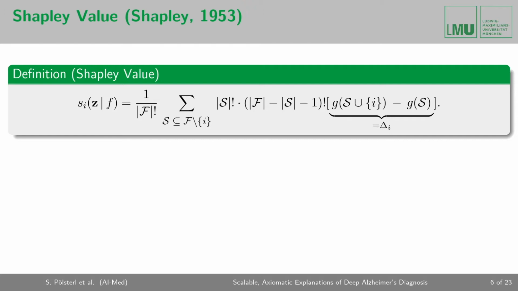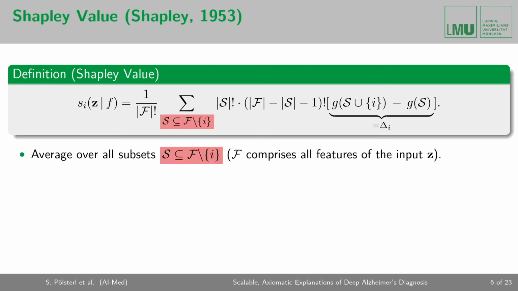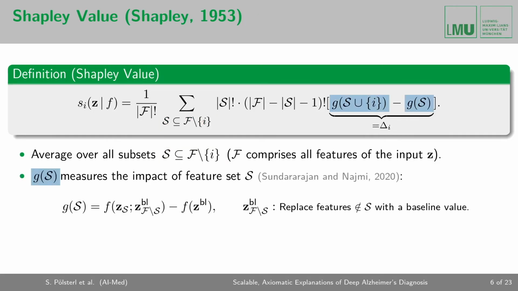The Shapley value of feature I of the input set is its average contribution across all coalitions with other features. Therefore, it considers all possible subsets S of the full set of features F. The difference marked in blue compares the prediction of a model that has access to feature I with the prediction of a model that does not have access to feature I.